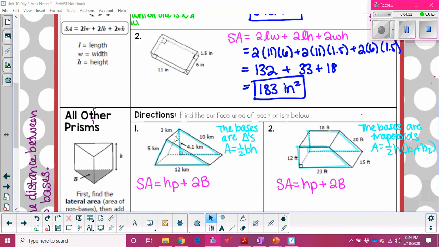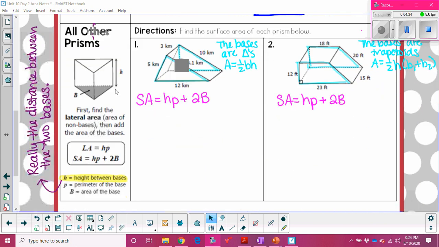All right, let's look at all other prisms. For all other prisms, it says first find the lateral area. The lateral area is just the height times the perimeter of the base, which is what's in your surface area formula. Then add the area of the bases. That's really all you're doing, so 2 times the area of the bases. This height right here is the height between the bases, the distance between the two bases. So for number 1, I have the two bases highlighted. They're 2 triangles.